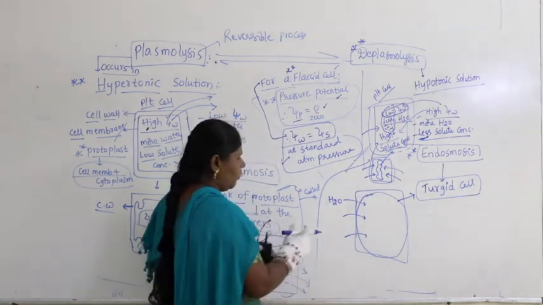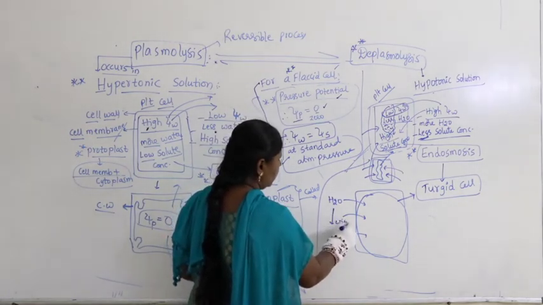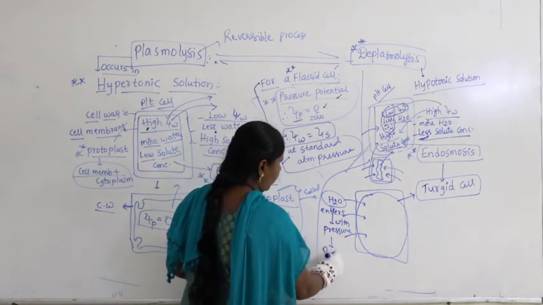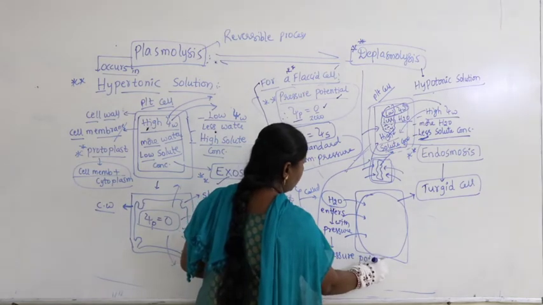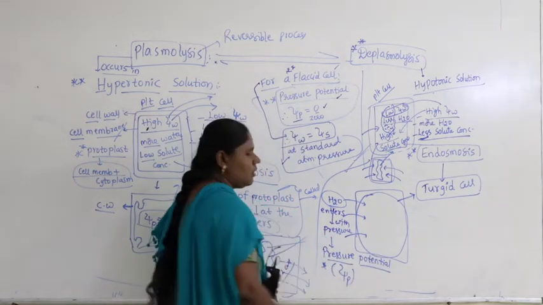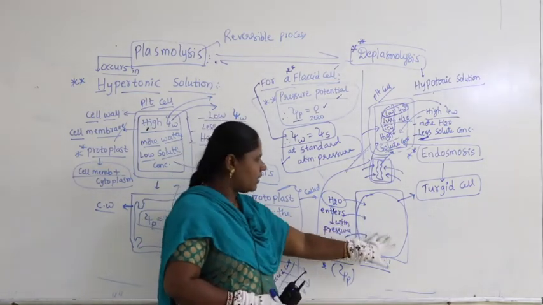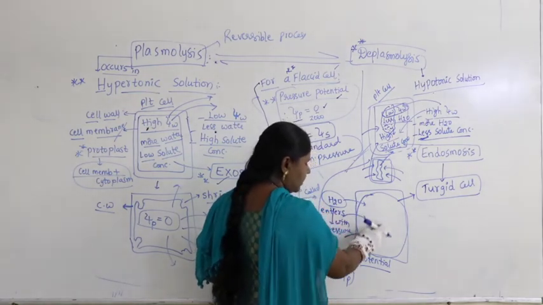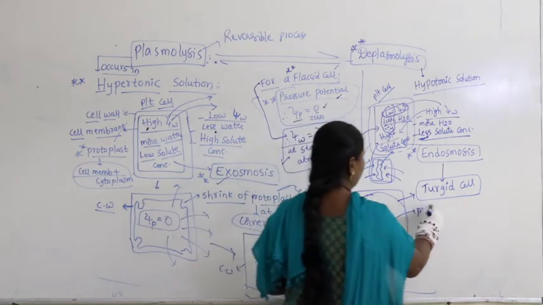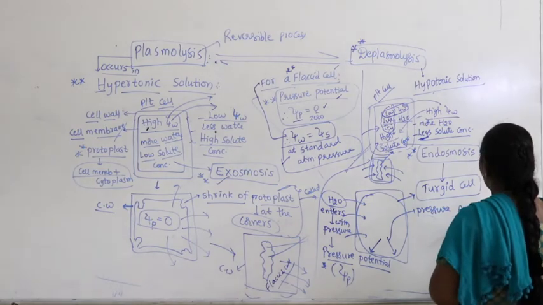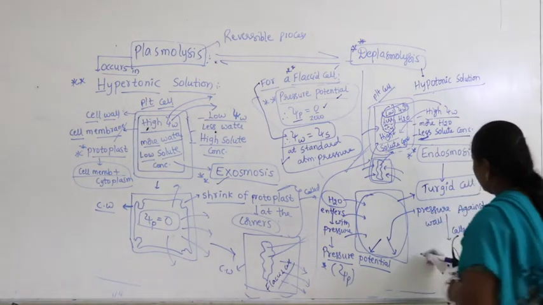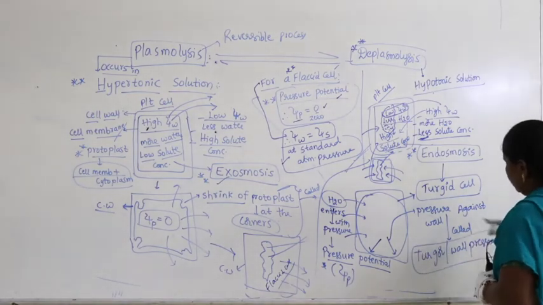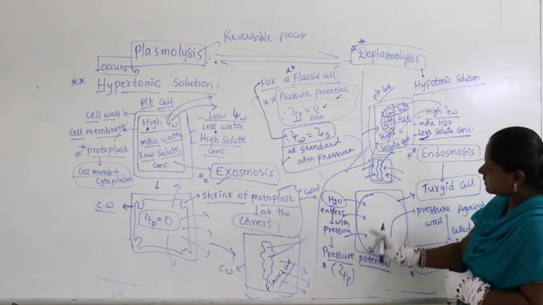Now in this case, when water enters with pressure, it's called pressure potential, Ψp. Then the cell will be totally filled. After some time, what happened? After filling the water, the pressure potential touches, and after that, again the solution comes and touches. So the pressure applied against the wall is called turgor pressure, or we call it wall pressure. Okay, so the pressure with which water enters is called pressure potential.